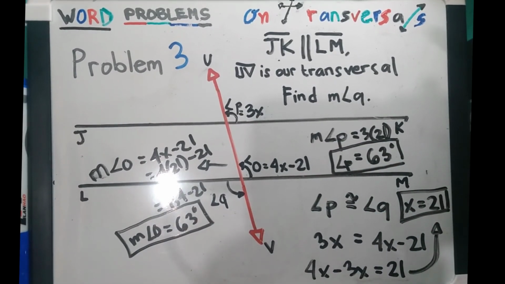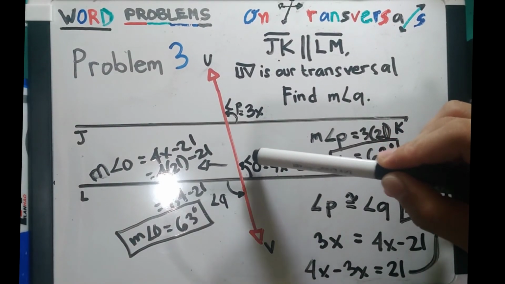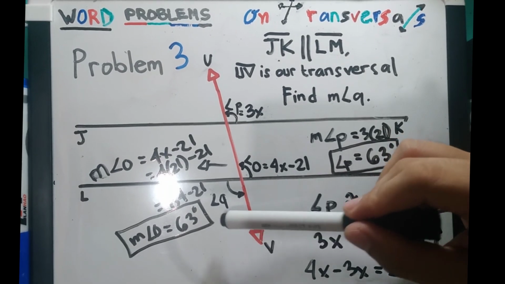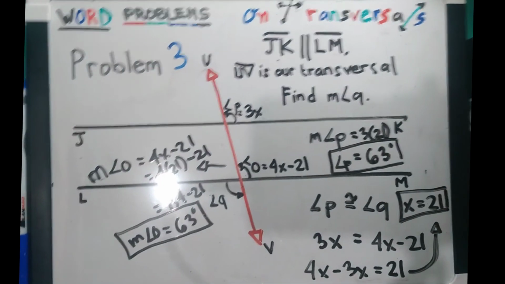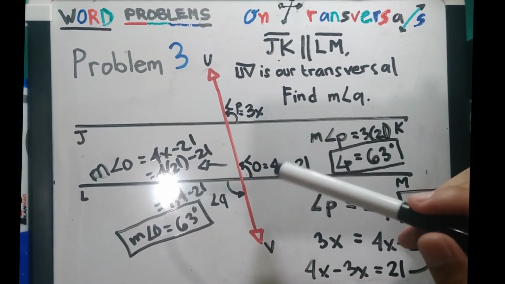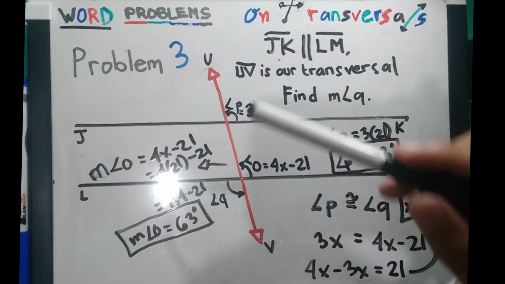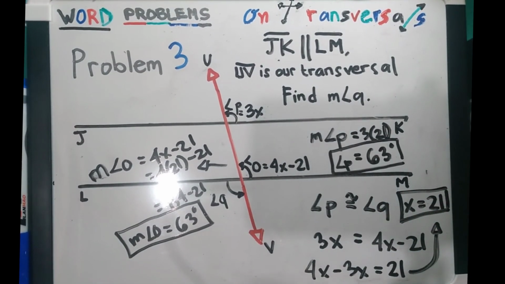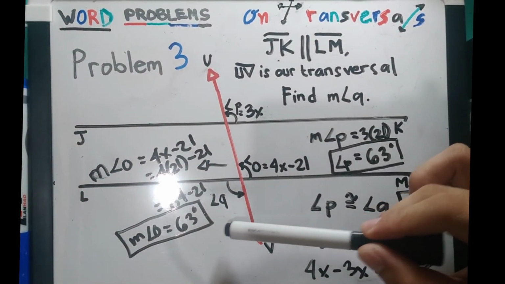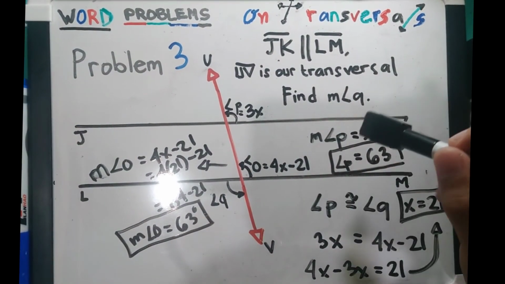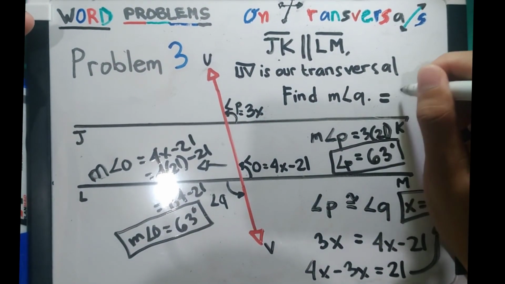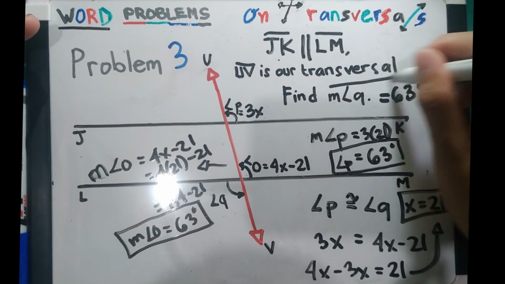Now, since angle O is a vertical angle to angle Q, or angle Q is a vertical angle to angle O, these two angles also have equal measure. So since we have 63 degrees for both angle P and angle O, that would mean that we also have the equal measure for angle Q. Since what is being asked in this problem is the measure of angle Q, we have 63 degrees for angle Q.